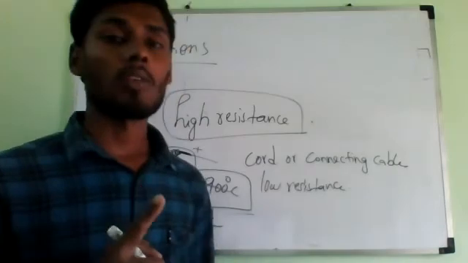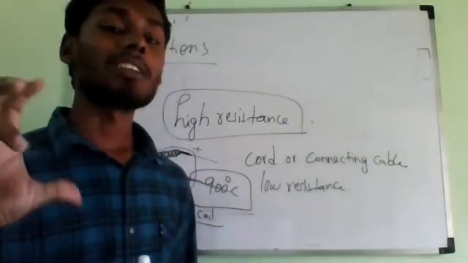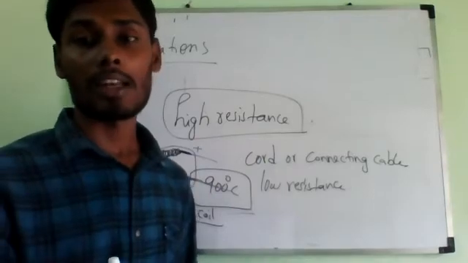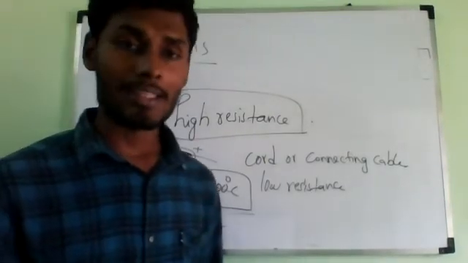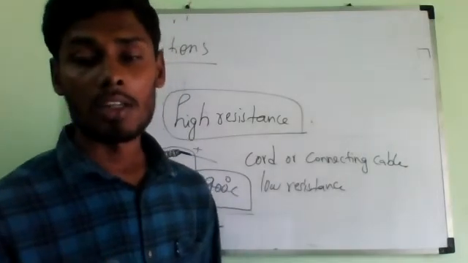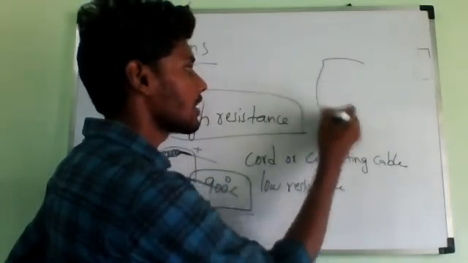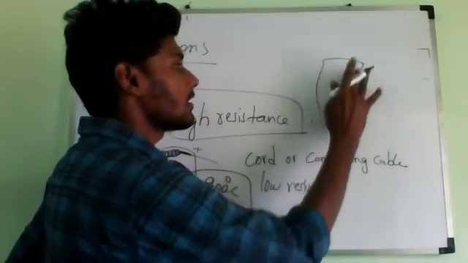Second one, the heating effect of electric current is utilized in electric bulbs or electric lamps for producing light. If there is no heating effect, no light will be produced. Understanding? You can see that in normal bulbs. Now we are not using those, now we are using this kind of bulbs.